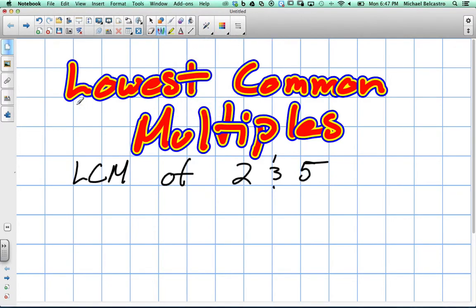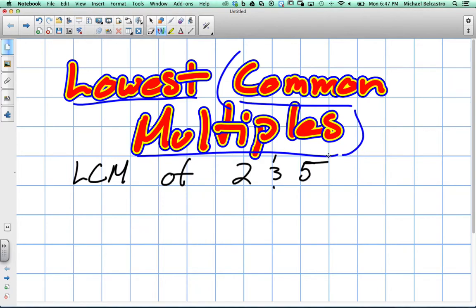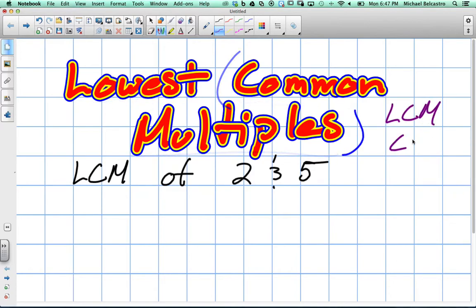So we're going to look at lowest common multiples, and we'll focus on common multiples to start. A lot of times your teacher or your book will list this as LCM, or even CM for common multiples. Okay, so we're going to look for the LCM of 2 and 5.